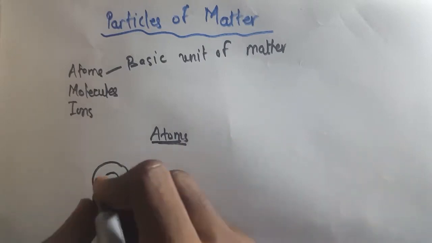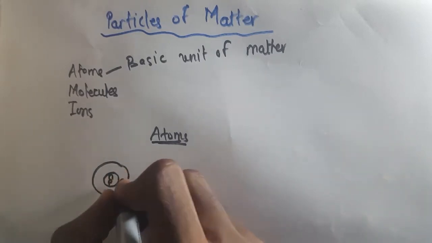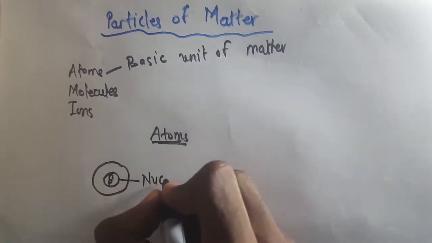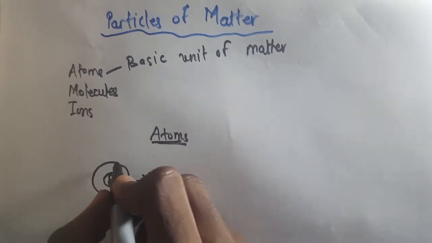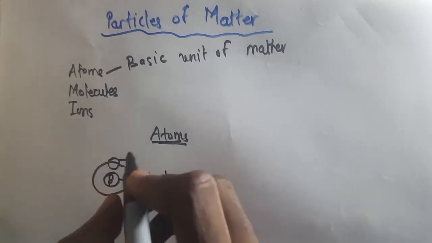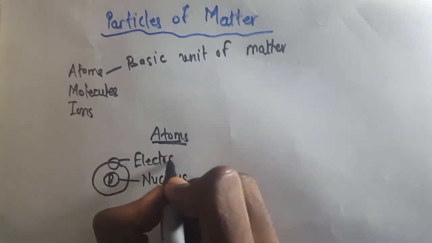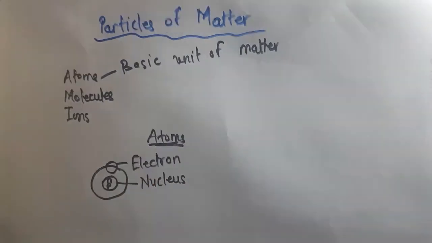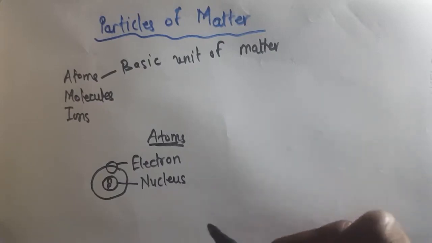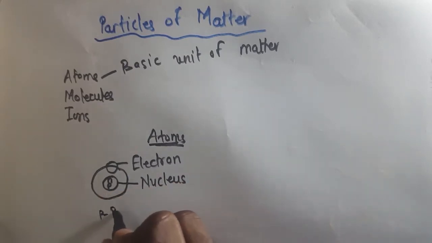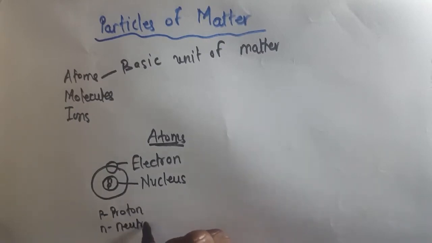Now, looking at atoms, let's look at the structure of an atom. We have the neutron and the proton found in the nucleus, and you have a shell on which you have electrons which orbit. Orbit simply means they go round. This is the structure of an atom. We have the electron, the nucleus, then the P stands for the proton, and the small n stands for the neutron.